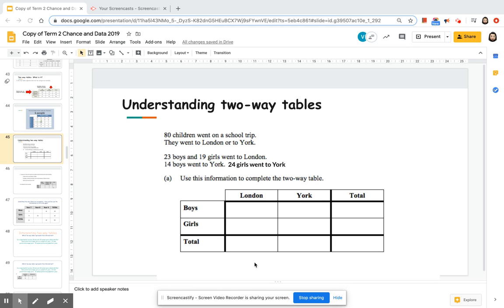Same with my columns. My first column is the first location, which is London. The second column is my second location, which is York. And then the total is the last column.